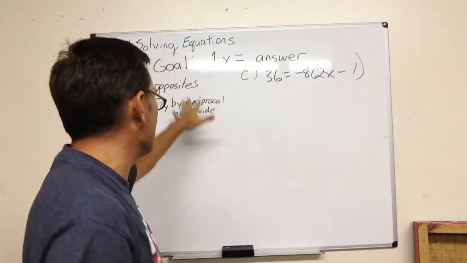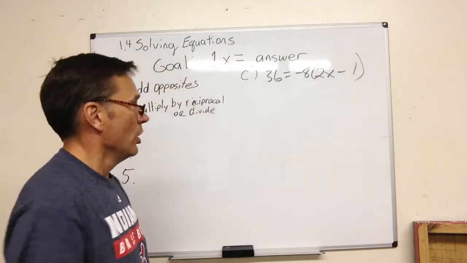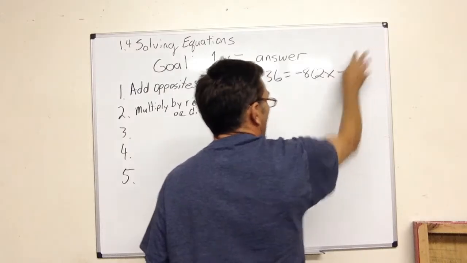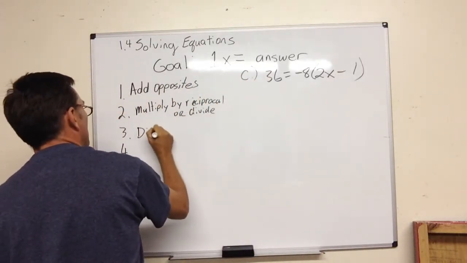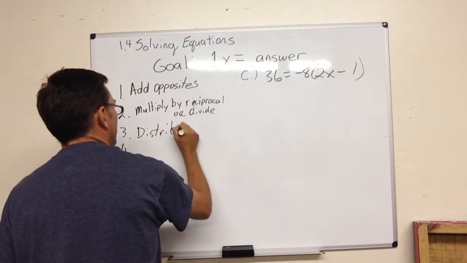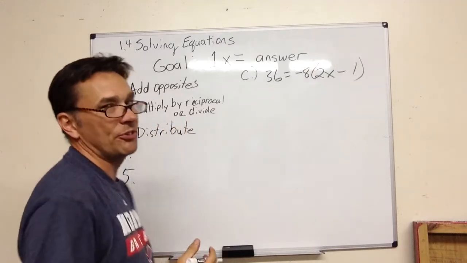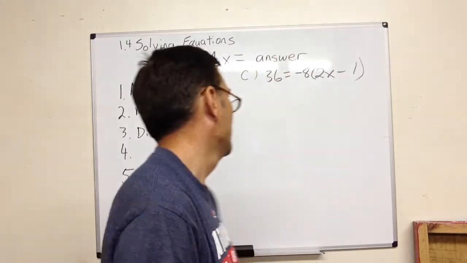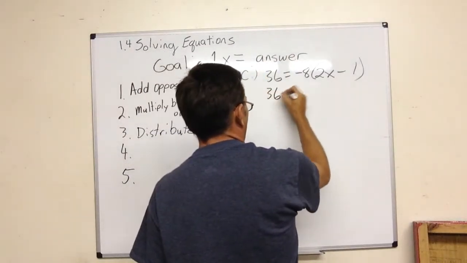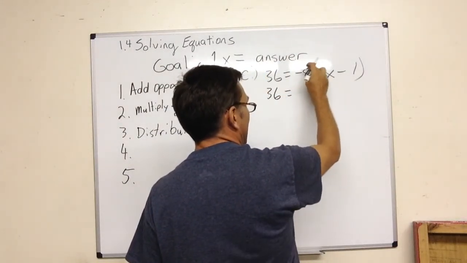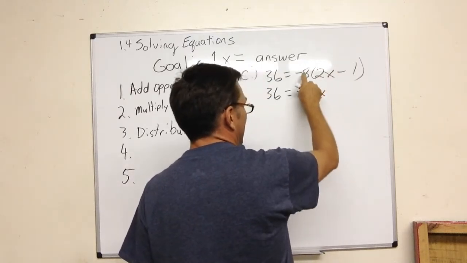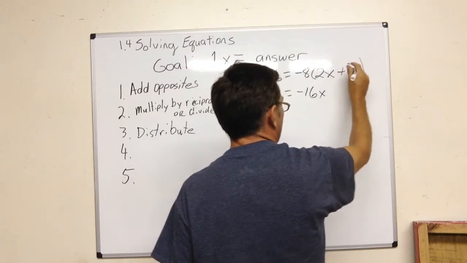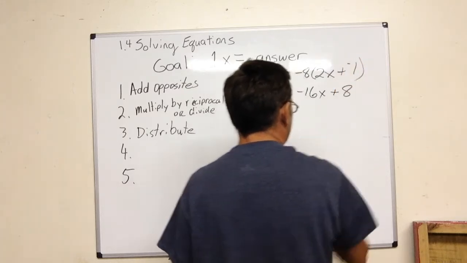Before we can add opposites or divide, we need to get rid of our parentheses by distributing. That's the third thing we can possibly do, is distribute. This helps us simplify our problem down. So to the 36, negative 8 times a positive 2x is negative 16x. Negative 8 times a negative 1 is a positive 8.